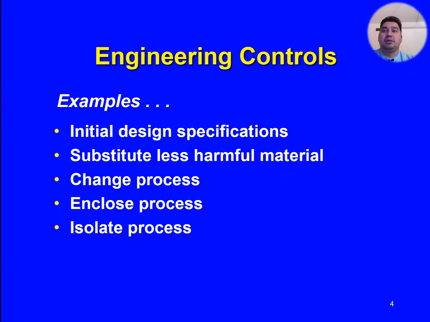Engineering control examples: initial design specifications, and substituting a less harmful material. If there is a toxic chemical, you give a non-toxic chemical. If there is paint, you can use water-based paint. Change the process, or enclose the process. If you are doing spray painting, you can do it in a spray booth so the paint spray will not go outside that area, and you can also use local exhaust ventilation that removes the spray at the point of origin.